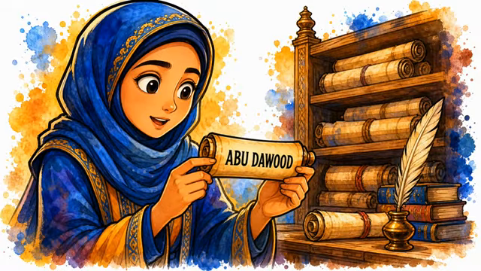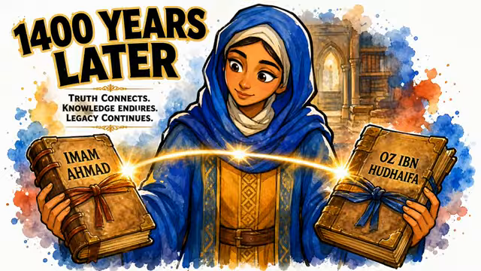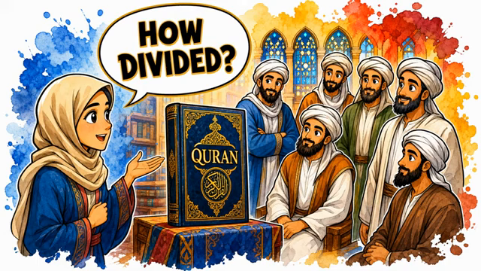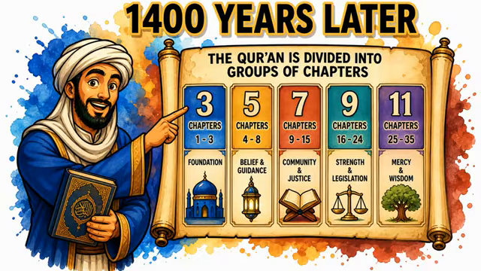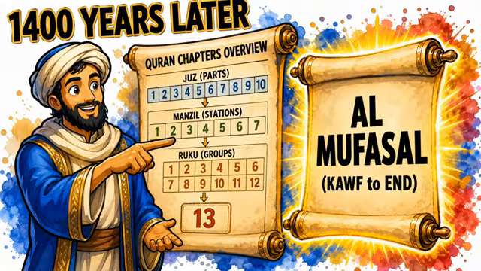There is a narration recorded by Abu Dawud and by Imam Ahmad from a companion named Aus ibn Hudhaifa that captures this beautifully. He asked the companions of the Prophet, peace and blessings be upon him, how they divided the Quran for their own recitation, how they portioned it out. And their answer was precise. They said they divided it into groups of 3 chapters, then 5, then 7, then 9, then 11, then 13, and then the portion of Al-Mufassal, from Qaf to the end of the book.